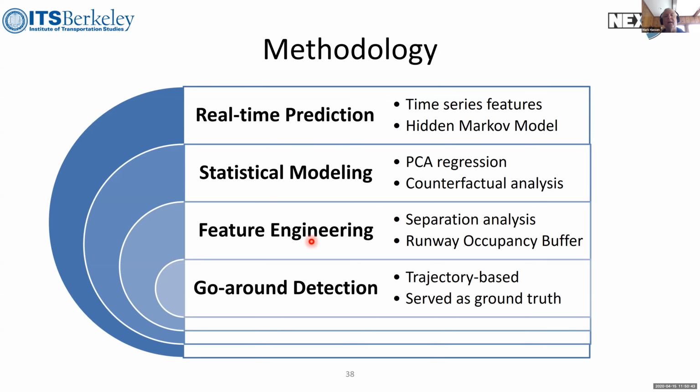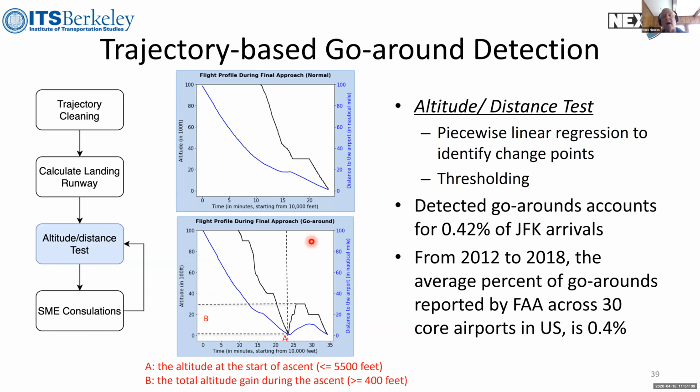We use some methods to predict these go-arounds, both a real-time prediction with a hidden Markov model, a statistical model, and on top of these are two earlier steps we have to take. One is actually detecting the go-arounds using trajectories, and another is looking at the features that we think might affect the incidence of a go-around. So we spent some time just detecting go-arounds, and this is what the detection looks like.